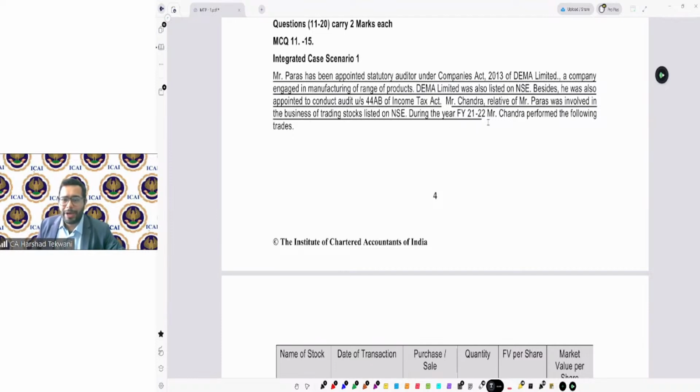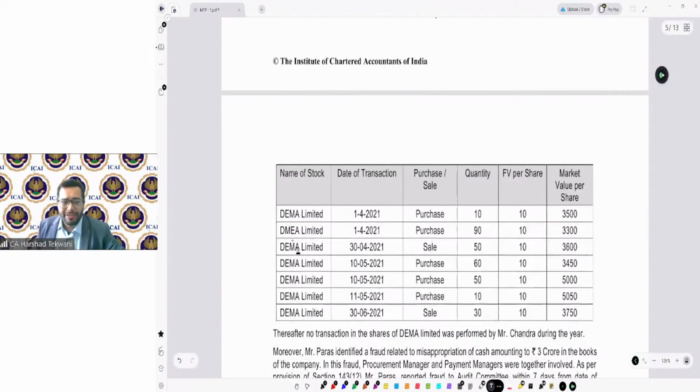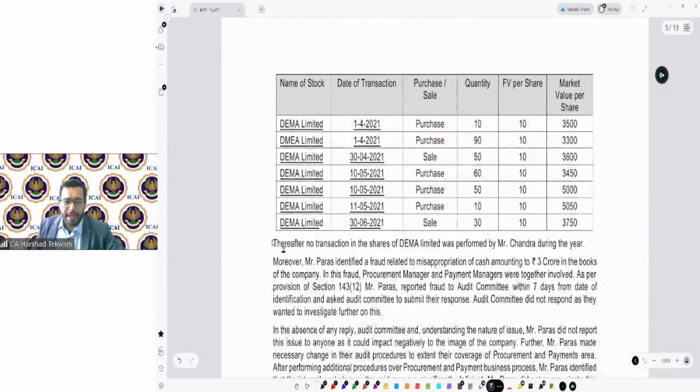Besides, he was also appointed to conduct audit under Section 44AB of the Income Tax Act. Mr. Chandra, a relative of Mr. Paras, was involved in the business of trading stocks listed on NSE. During FY 21-22, Mr. Chandra performed the following trades. You have the details of trade: name of the stock, date of transaction, purchase, sale, market value, fair value. Thereafter, no transactions in the shares of DEMA Limited were performed by Mr. Chandra during the year.